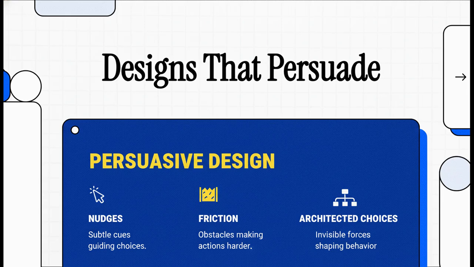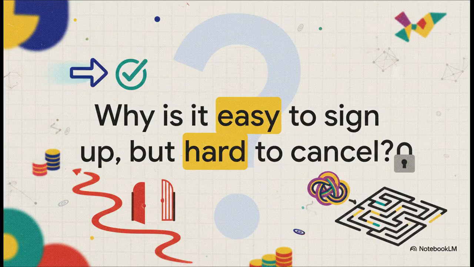Have you ever felt like your apps are trying to, well, get you to do things? Today, we're pulling back the curtain on the digital world. We're going to look at those invisible forces in every app and website you use, the subtle design choices that guide your clicks, shape your habits, and persuade you in ways you probably never even notice. So, how are they doing it? Let's dive in.